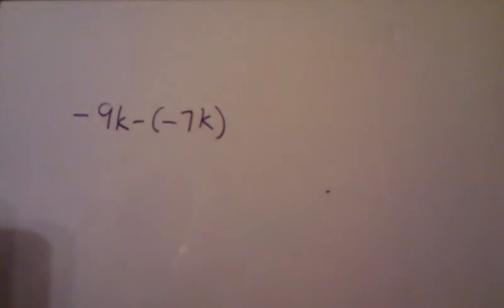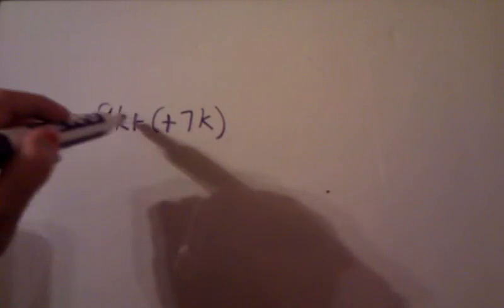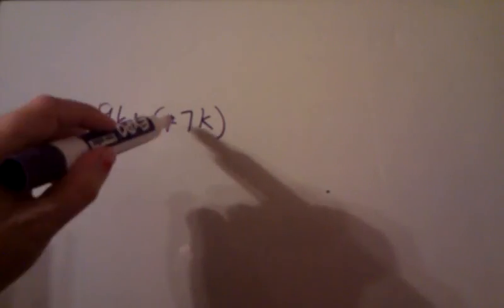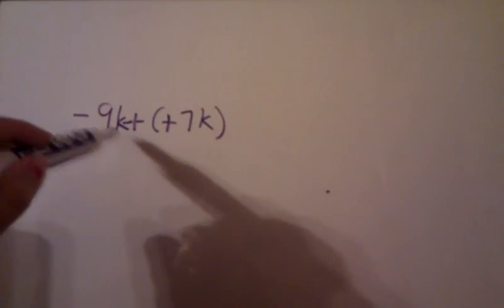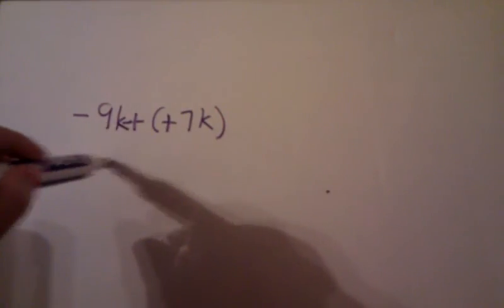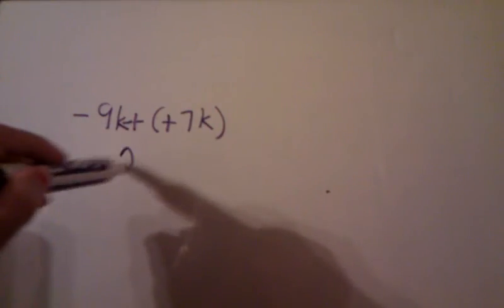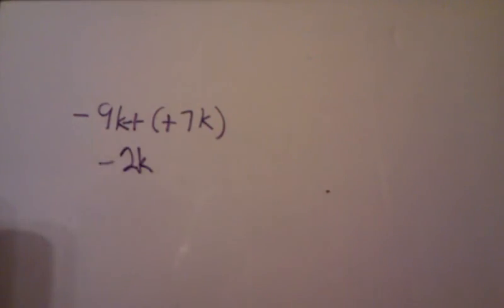Okay, look at number 3. What would number 3 be? What happens when I have two negatives beside each other? They change to plus. Minus 9 plus 7. My signs are different. I subtract and use the sign of the larger number. My larger number is 9, so my answer is negative. 9 minus 7 is 2. Negative 2k.